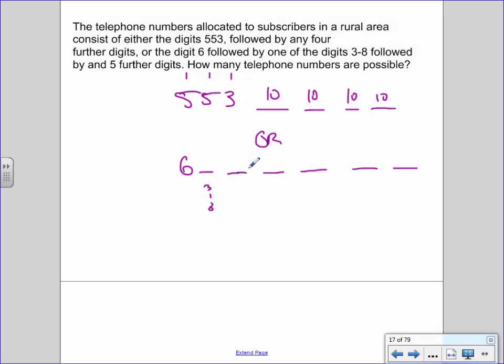How many phone numbers were available in Fort Macleod then if it was only 553 as your prefix? 10 times 10 times 10 times 10. There's actually 10,000 phone numbers available in Fort Macleod.